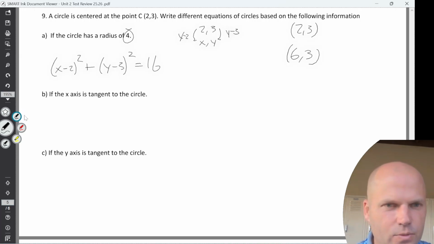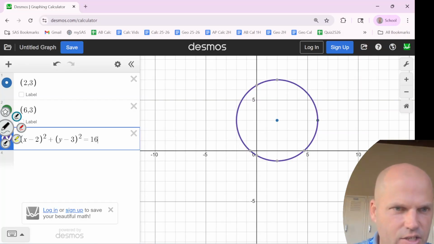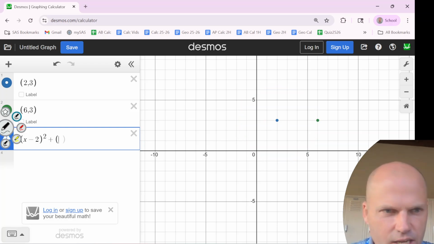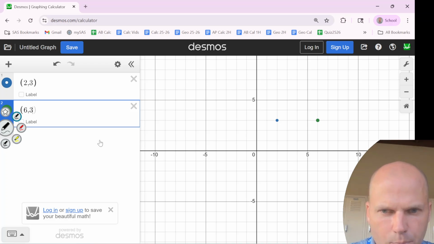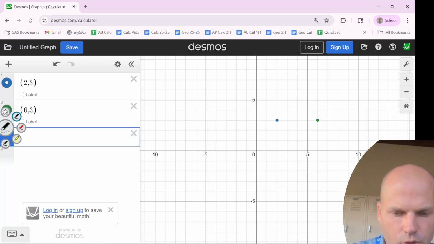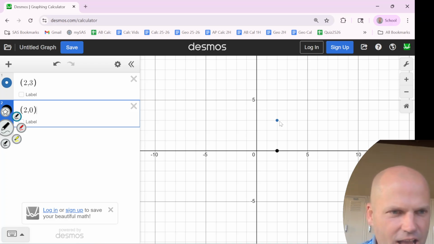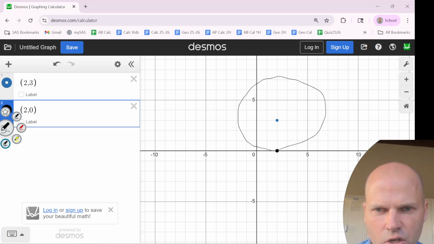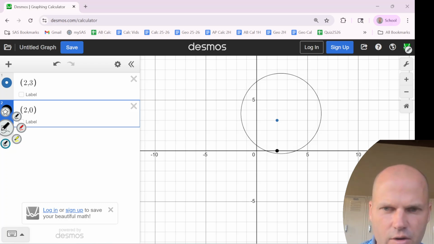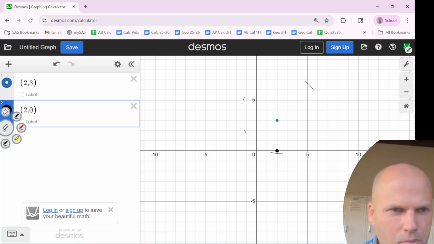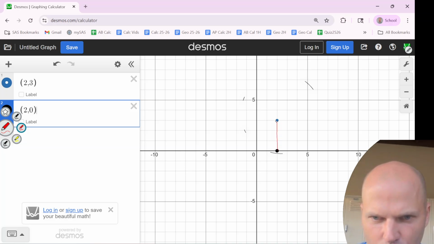Cool. Well, what if the x-axis was tangent to the circle? If the x-axis is tangent to the circle, that means we are going to contain the point 2, 0. Now let's see here. If the x-axis is tangent to the circle, you almost have to figure out that your circle is going to look like this, where this point here at 2, 0 is going to be the bottom of the circle. Well, if the point 2, 0 is the bottom of the circle, we must have a radius of 1, 2, 3. 3 to 0. Just that.